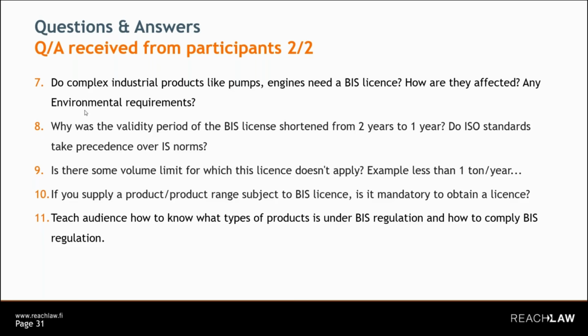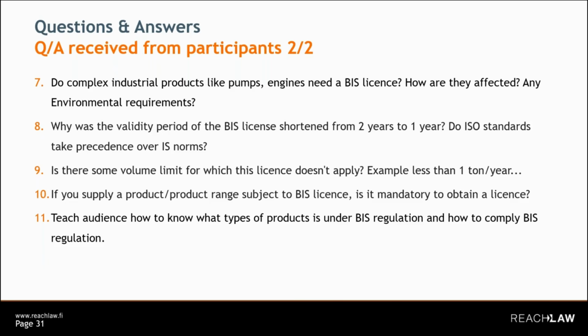Okay, so it's important to follow this development, and I think you can always go for a voluntary license if the standard is available to save on your time. There is no harm in doing that if business allows. Then point number 8, why was the validity period of BIS license shortened from 2 years to 1 year?